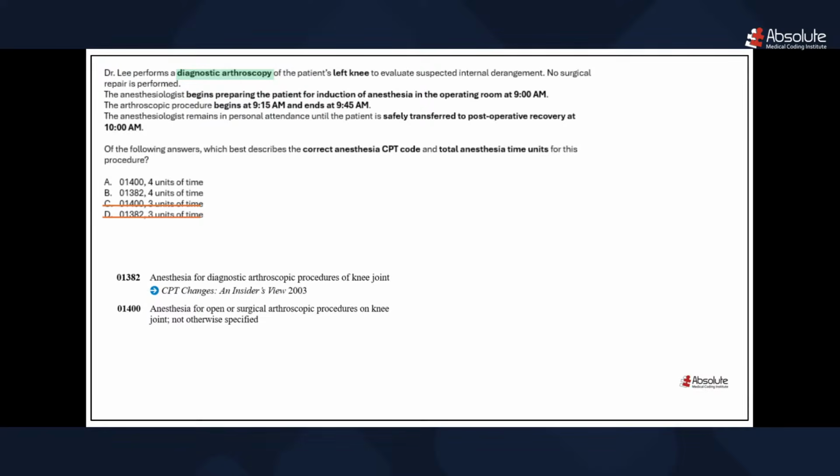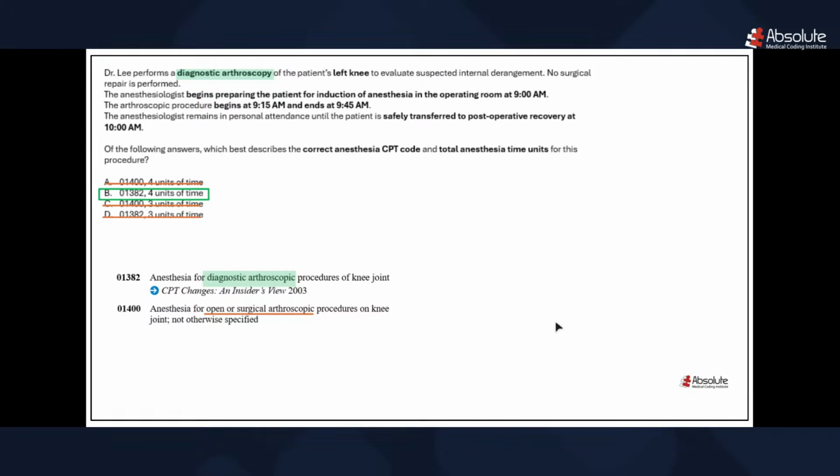So yes, this is a diagnostic procedure, right? So this is not a surgical procedure. It's mentioned clearly. Dr. Lee performs a diagnostic arthroscopy of the left knee, and no surgical repair was performed. So this is a diagnostic procedure which helps us eliminate option A. Yes, option A is wrong, and the correct answer is going to be option B, 01382 and 4 units of anesthesia. Are we good, coders?